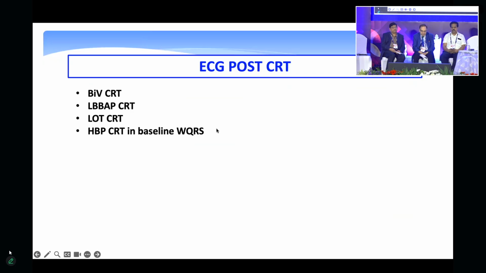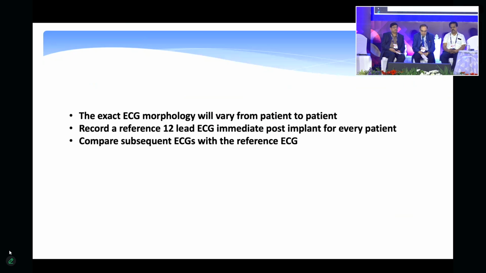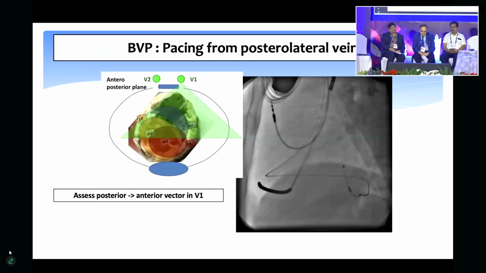We can have a constellation of post-CRT ECGs depending on if it's a bi-V CRT, left bundle branch area pacing CRT, a LOT CRT, or a His bundle CRT in a baseline wide QRS. The exact morphology will vary from patient to patient. Therefore, it's important to record a reference 12-lead ECG for every patient and use that as the comparison for subsequent ECGs. For bi-V pacing, it's straightforward.